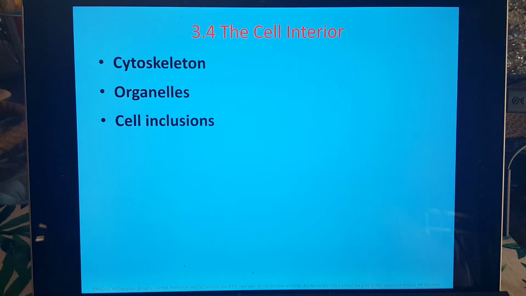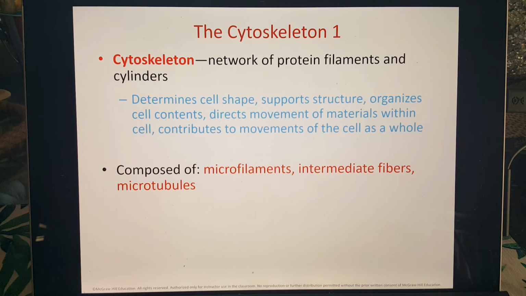Okay, chapter 3, video 3 of 3. So focusing on all the stuff that's on the inside of the cell. So first part of our inside of the cell is our cytoskeleton. This is going to give our cell the structure that it needs in order to do its function. It also allows the cell movement.